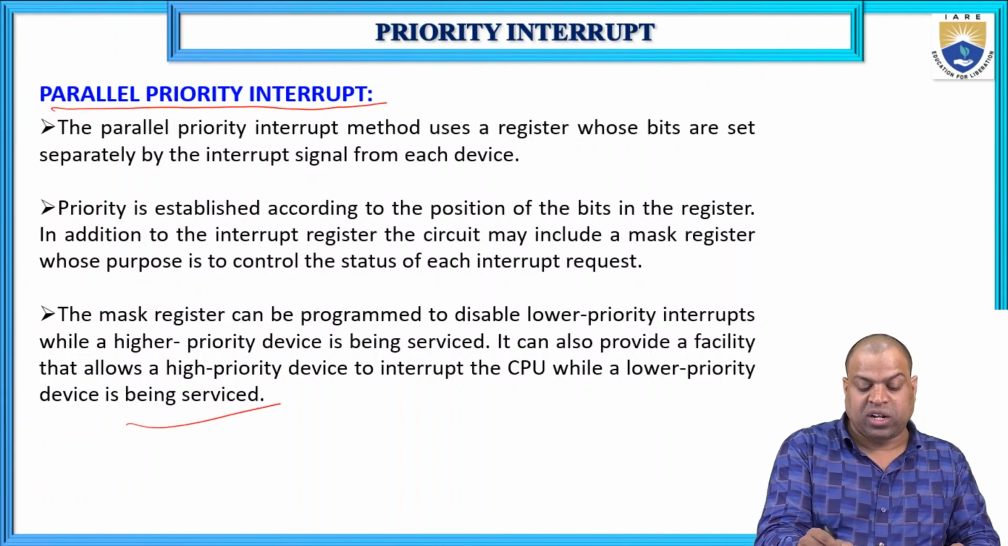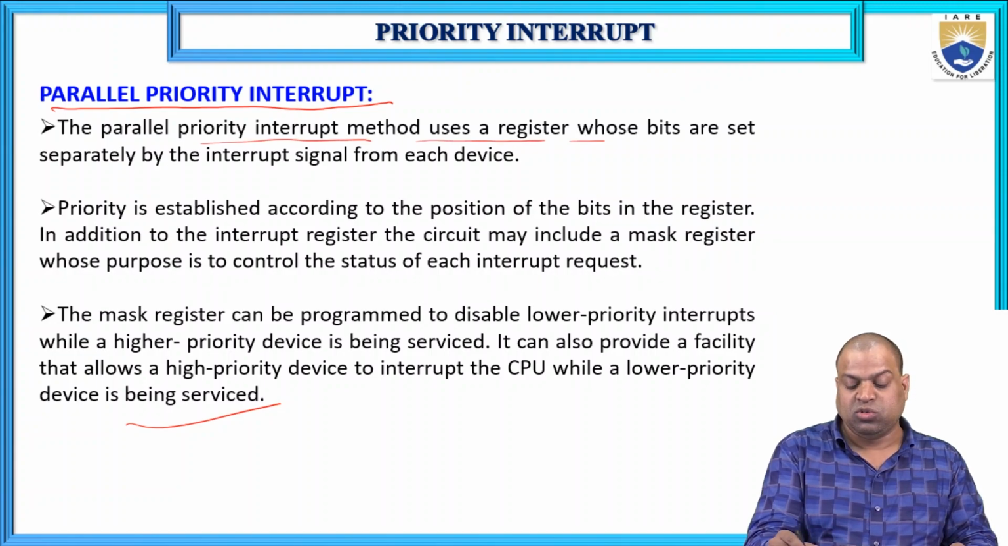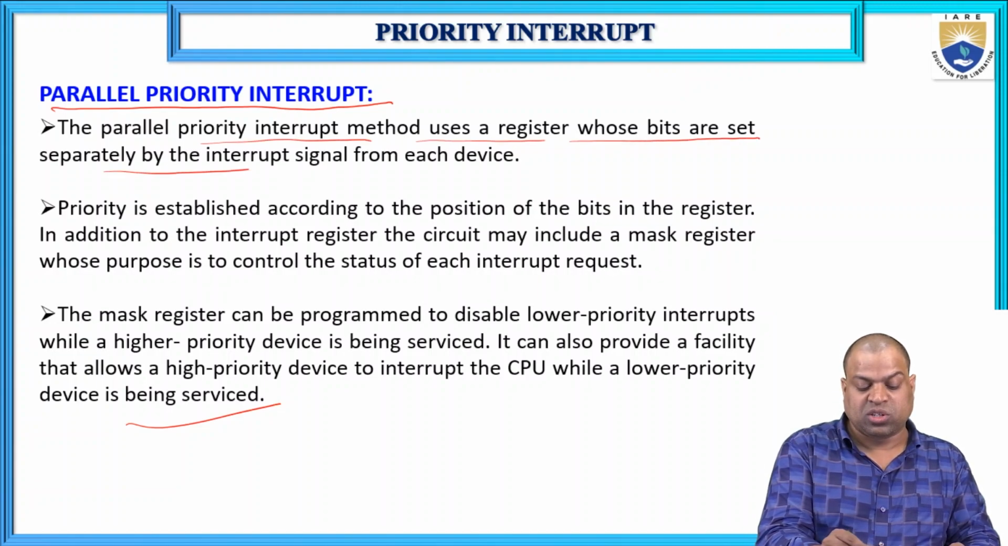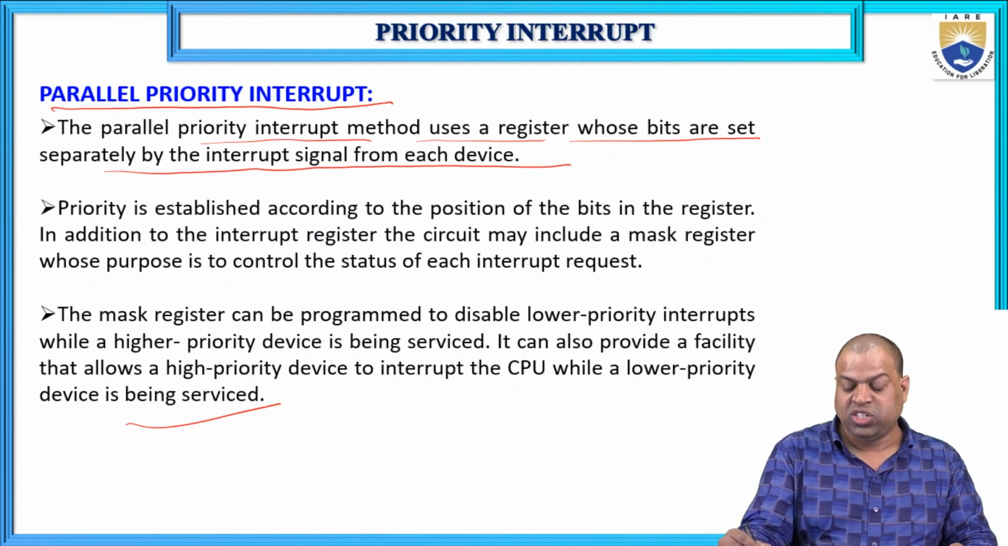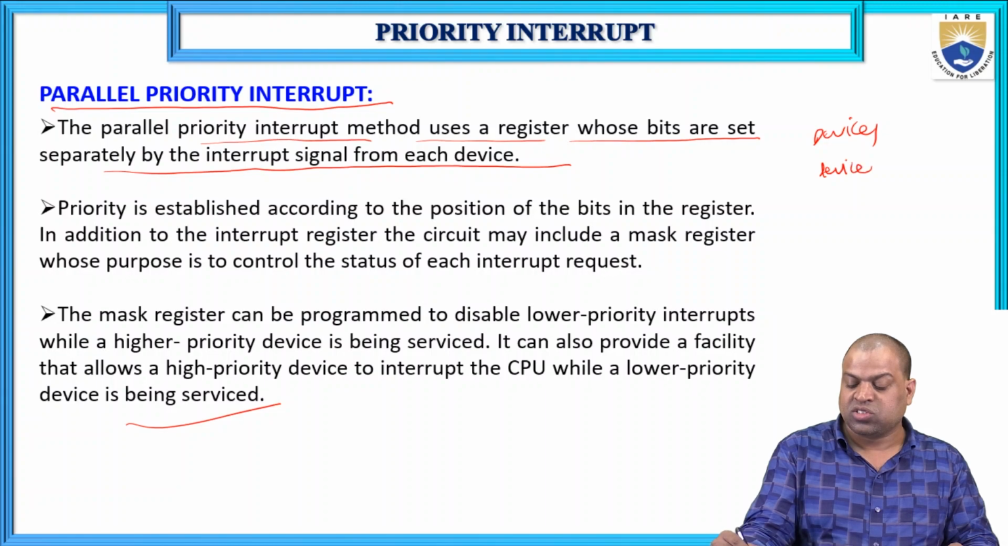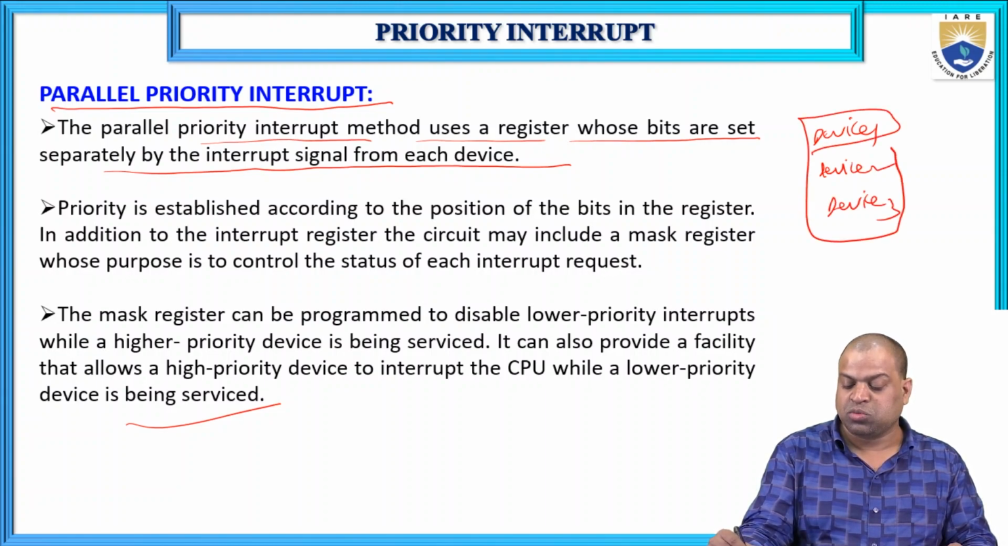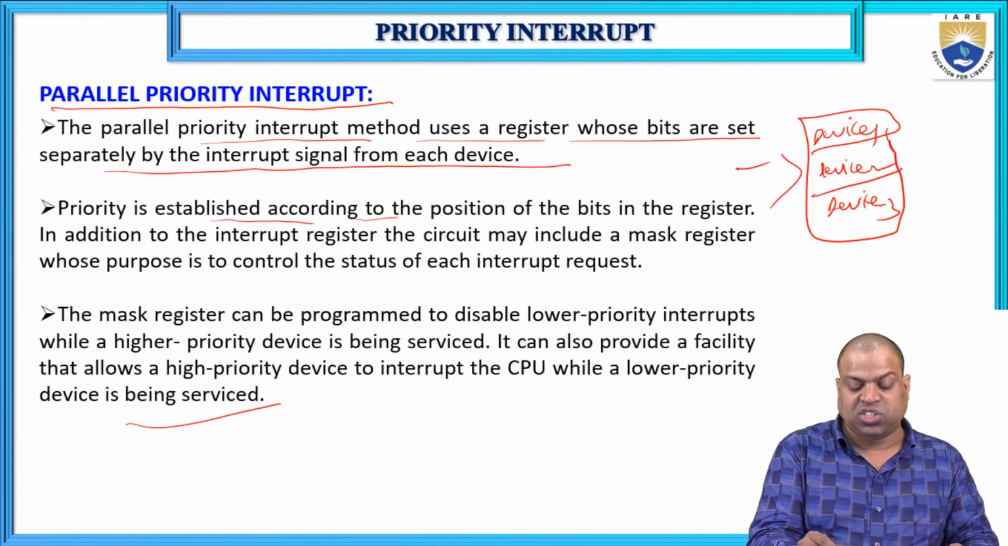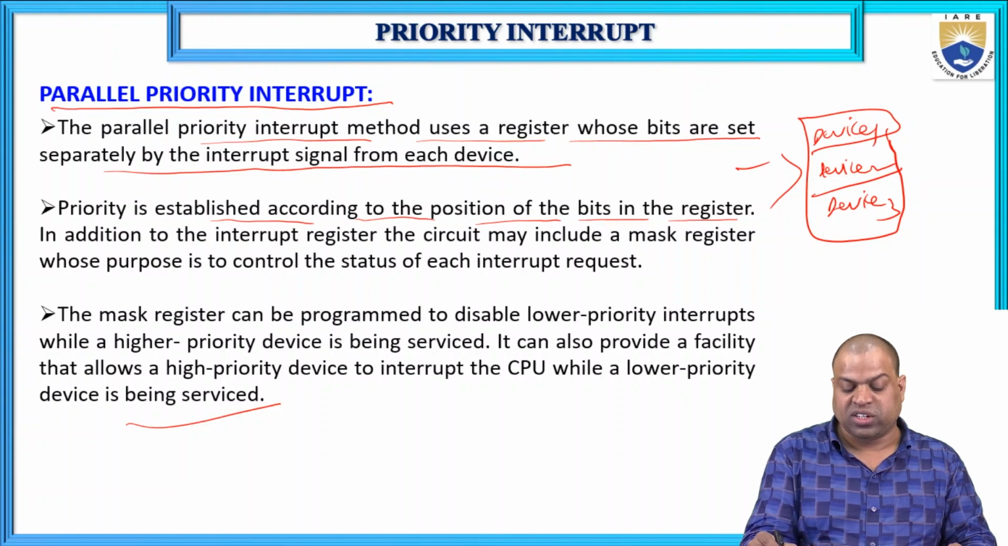So how should the parallel priority be connected to the interrupt? The parallel interrupt method uses a register whose bits are set separately by the interrupt signal from each device. So whatever devices are there, each device we have to connect. Suppose I have three devices to connect in parallel. Is it possible? Yes, it is possible with interrupt. And priority is established according to the position of the bits in the register.